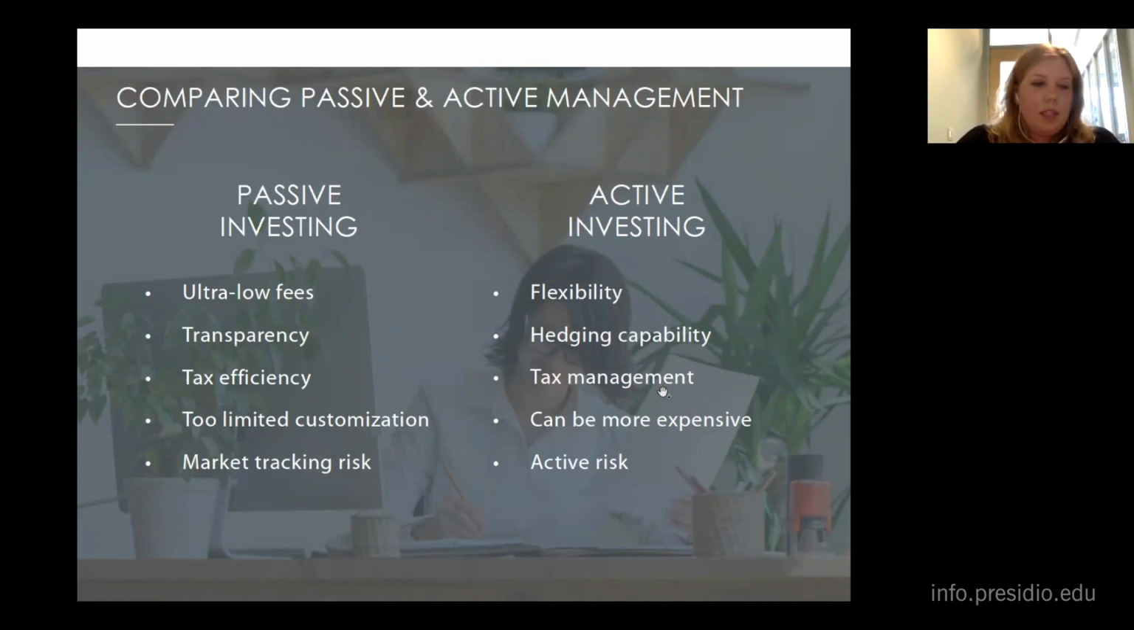And active investment also can have some tax management abilities. Even though you could trigger higher capital gains incidents, advisors can tailor tax management strategies to you. So they can do tax harvesting, which is where you sell investments that are losing money to offset the taxes that you have on the stocks that are doing well.